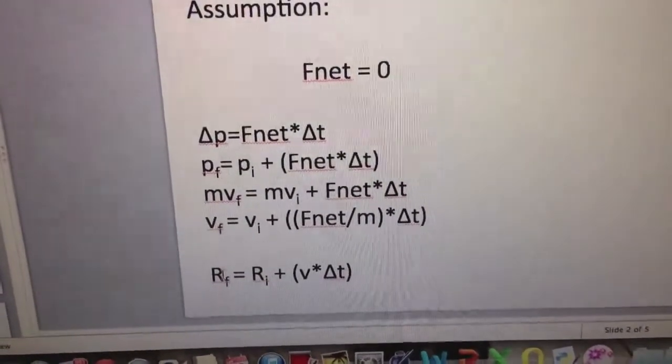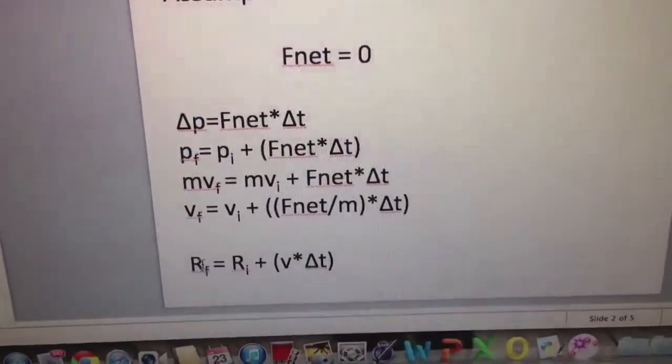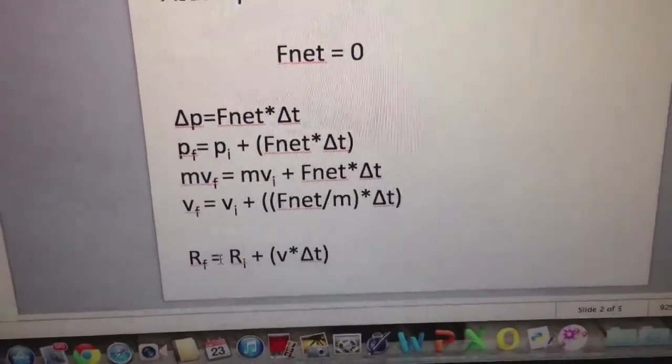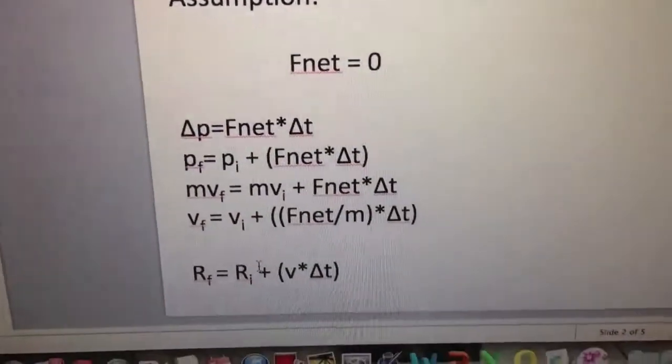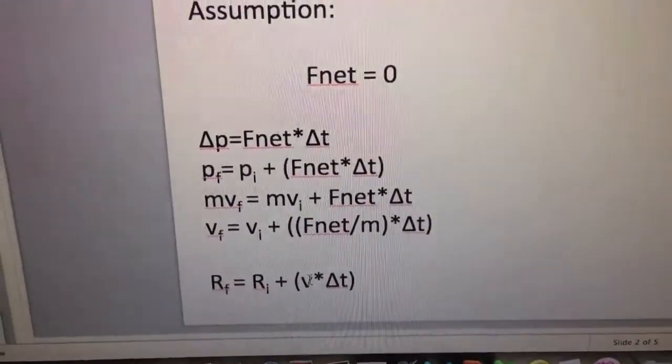Right here is the position update, saying that the final position is equal to the initial position plus the velocity times the change in time.